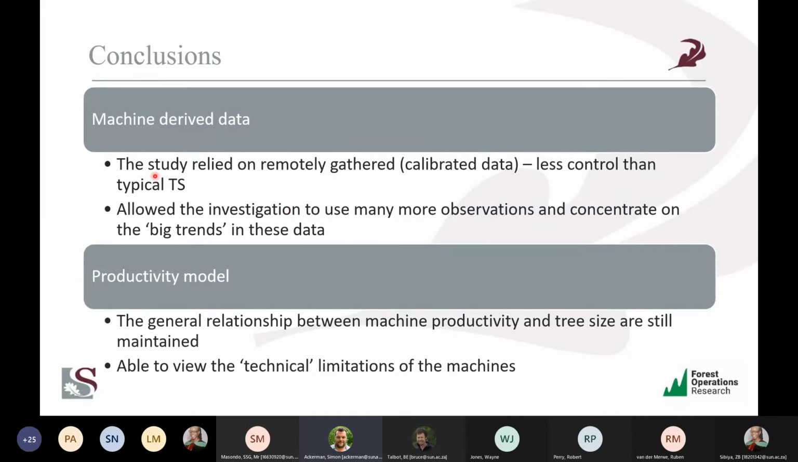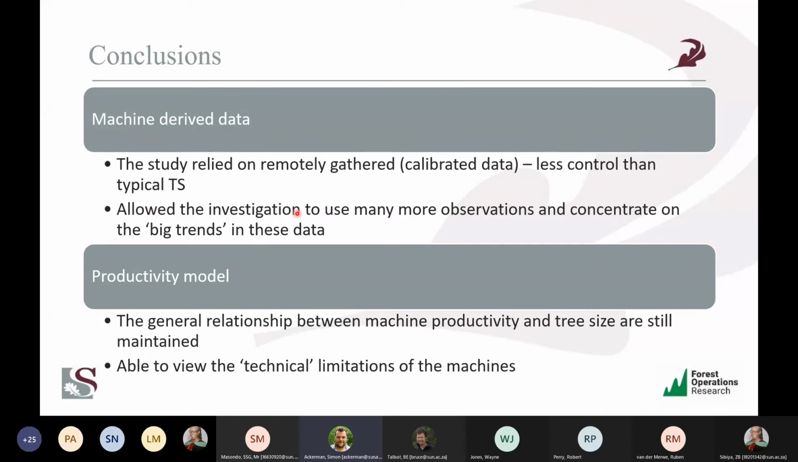Machine drive data. The study relied on remotely gathered calibrated data sets. We say calibrated because if you're dealing with autumn, you need to make sure that your machine's harvesting head is measuring accurately so that you produce the right kind of log assortments for the market that you need. This obviously leads to less control. In typical time studies we have the ability to measure, watch, understand, see what the machine is doing, and we can take control of what's being measured, what's being done.